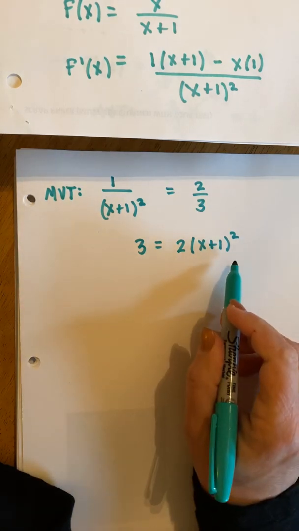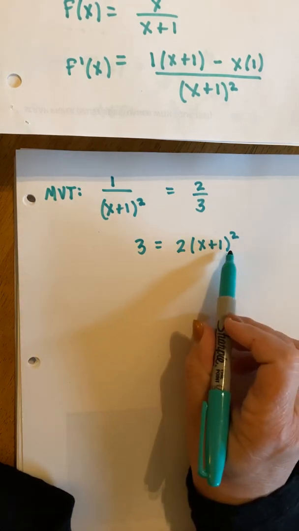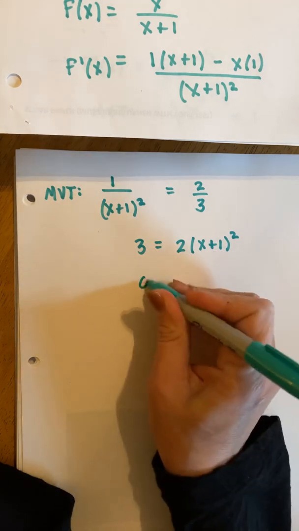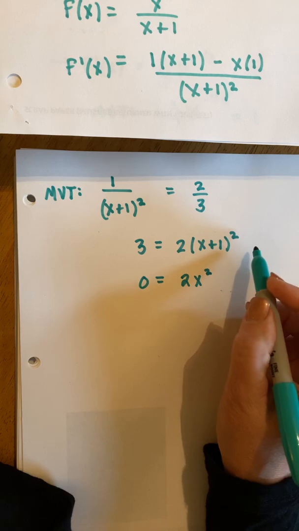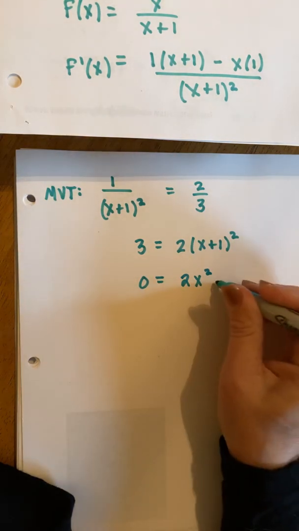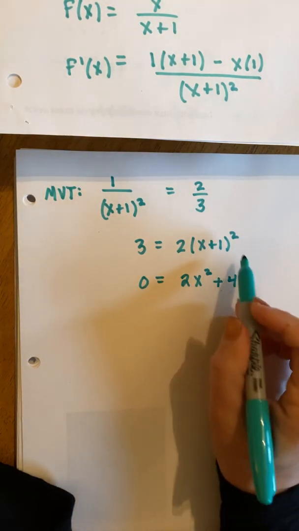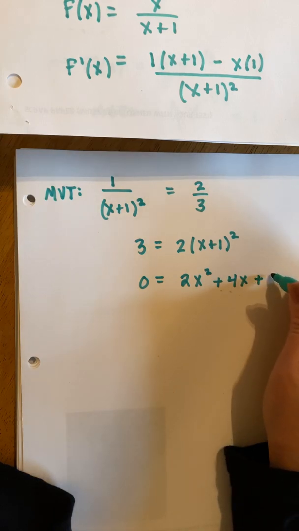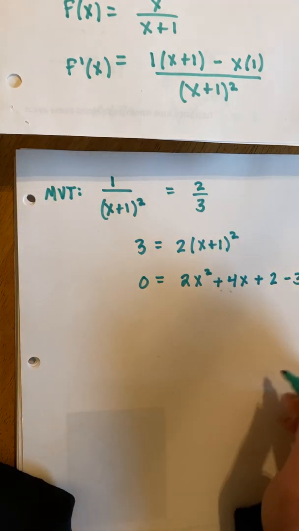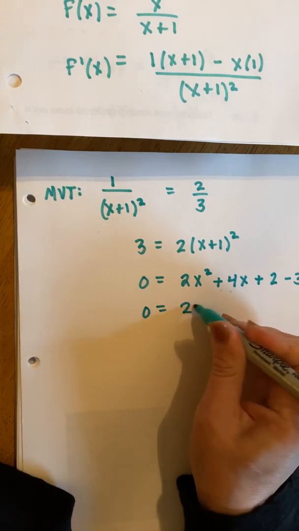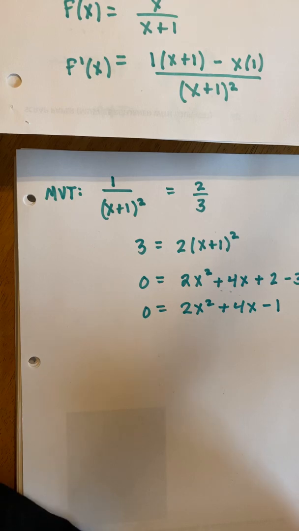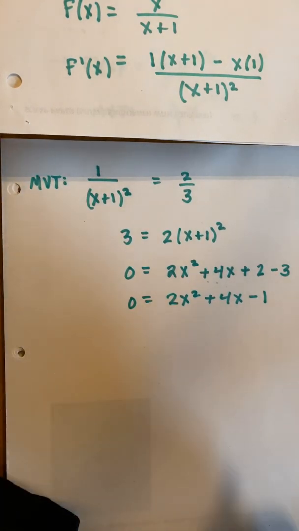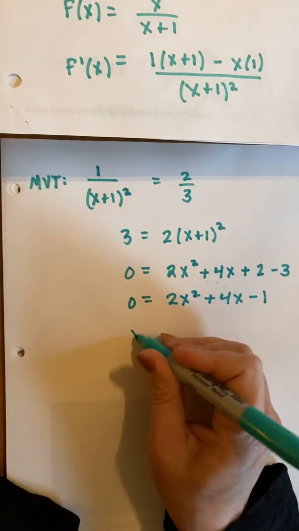This is a quadratic equation. I'm going to distribute the (x plus 1) squared, subtract the 3, and solve it. So it's going to be 2x squared. The middle terms will be 2x, so plus 4x. And then it would be plus 2 minus 3. So 0 equals 2x squared plus 4x minus 1. All right, well, we can try factoring, but I'm going to save you the hassle and let you know that this is not a factorable quadratic equation. So we're going to have to use the quadratic formula.